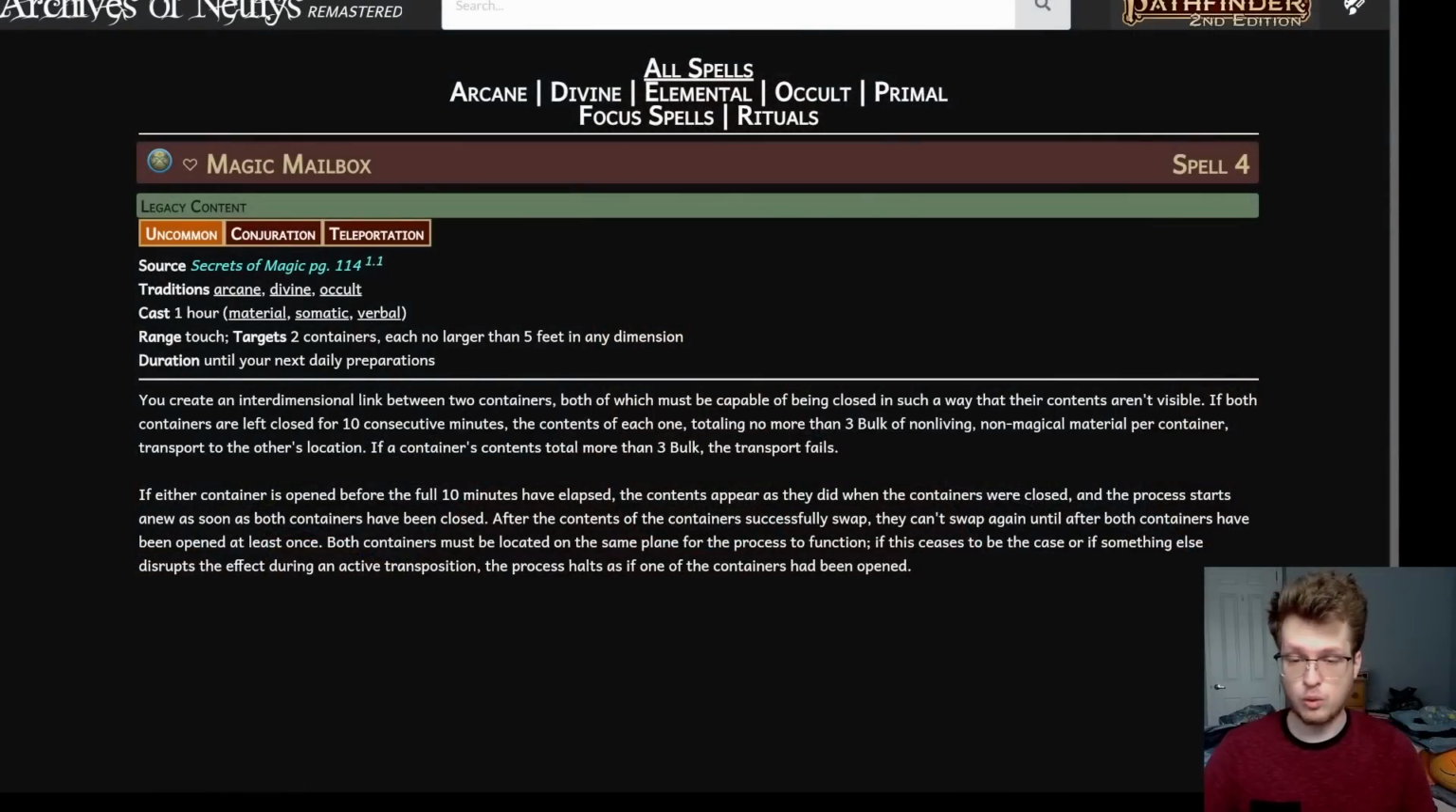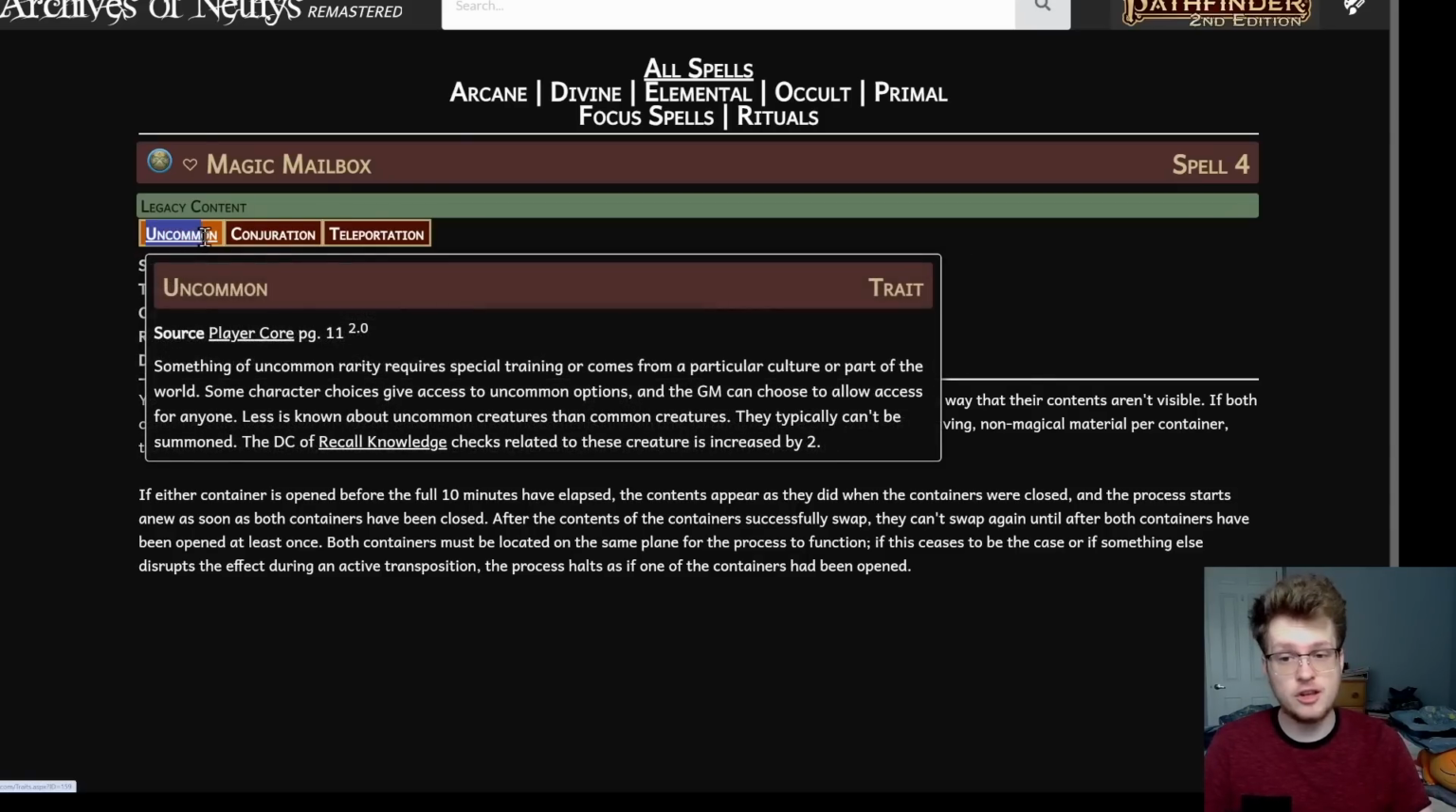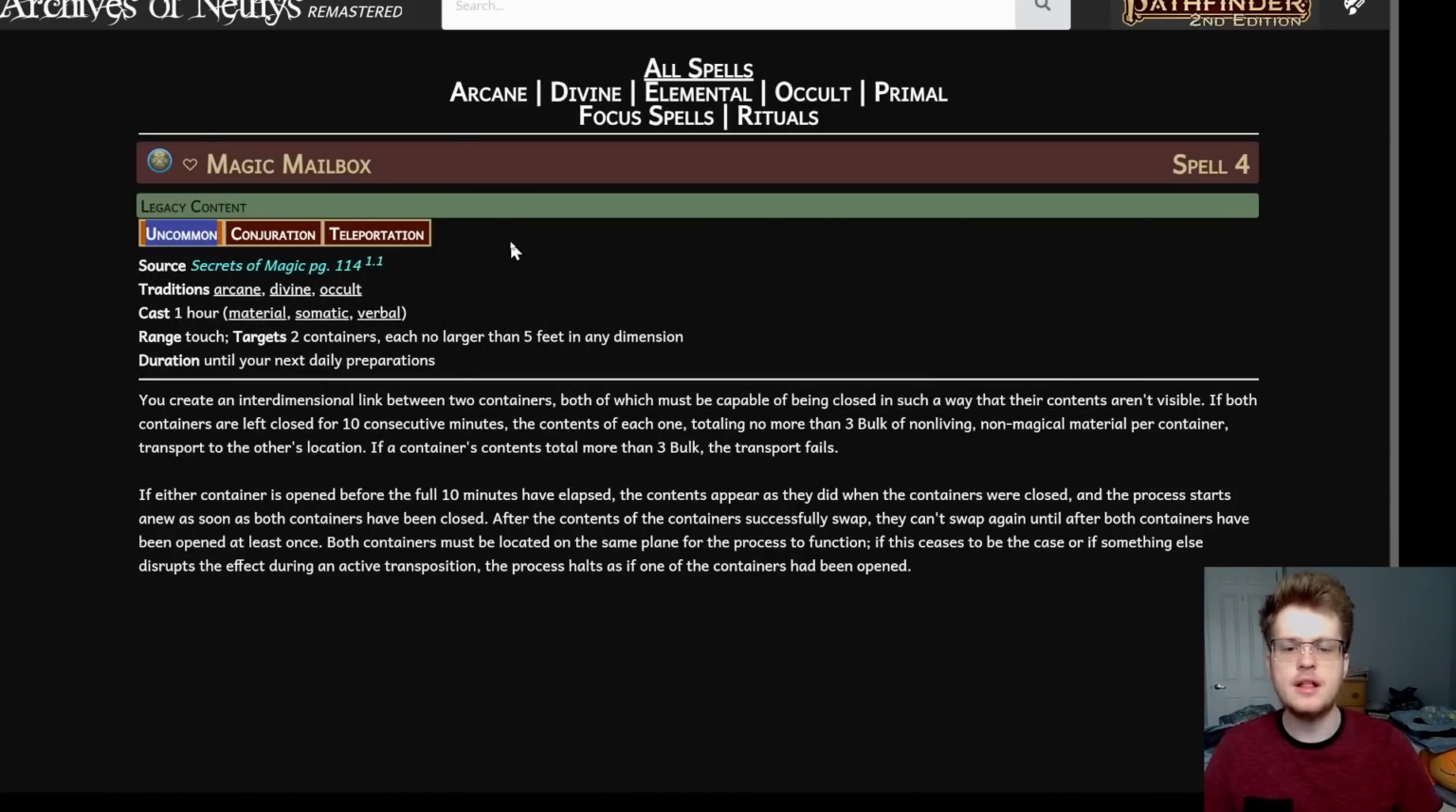And for that, we're going to be talking about Magic Mailbox. And what Magic Mailbox does is, as a 4th rank spell, it lets you attach 2 bags and basically ender chest them together. They then share inventory space between them. And any caster that is not primal can get the spell, but it is uncommon, so you need to ask your GM first. That is really the only limit to it.